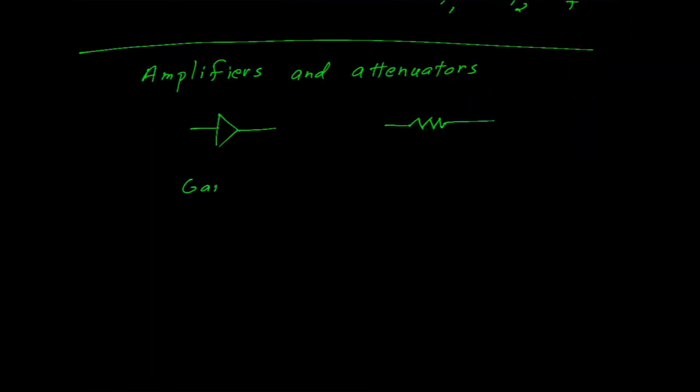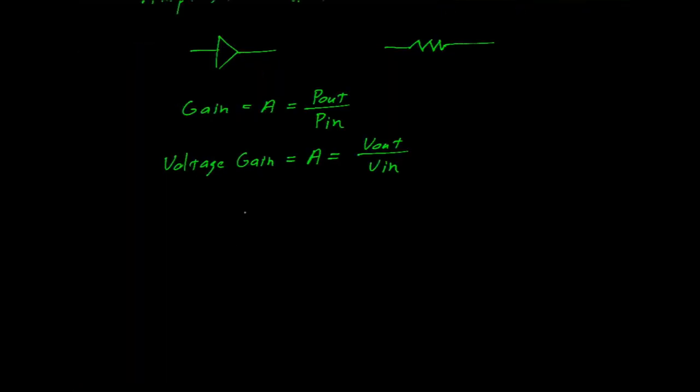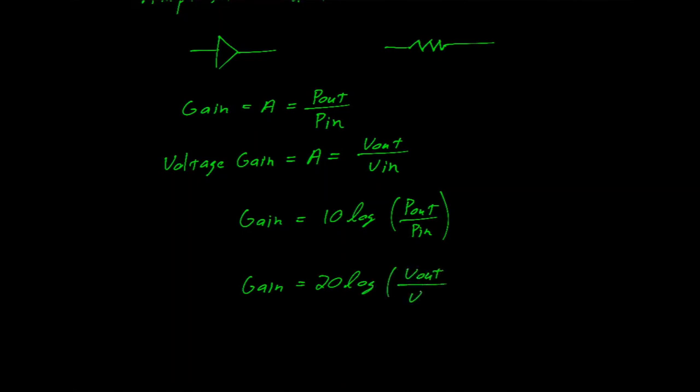The gain of an amplifier was typically represented by the letter A and mathematically described as the power out over the power in. Occasionally, we would talk about the voltage gain, again with the letter A, except this time it's voltage out over voltage in. In dB form, gain is represented as 10 log base 10 of power out over power in, and occasionally we see gain is equal to 20 log base 10 of voltage out over voltage in.